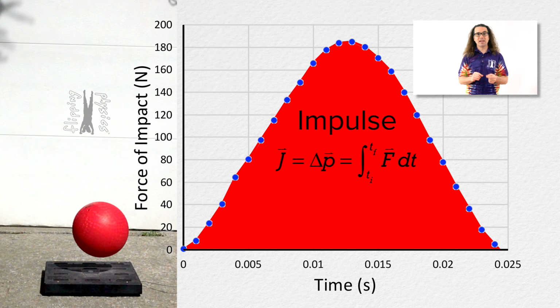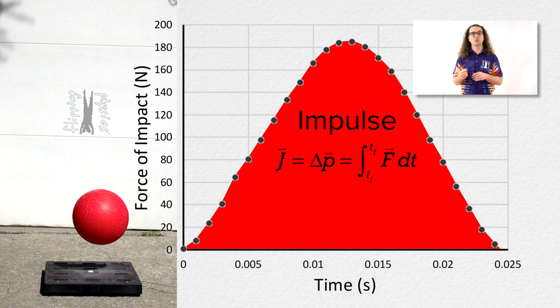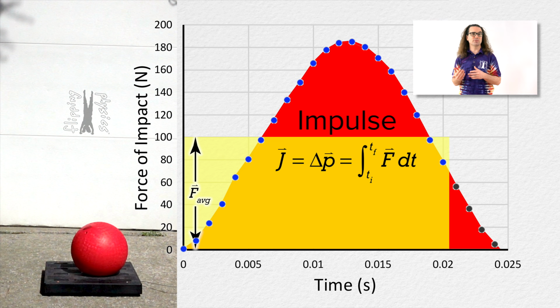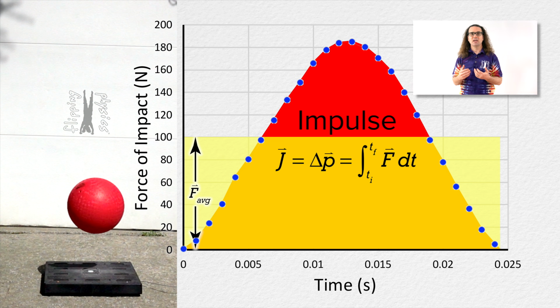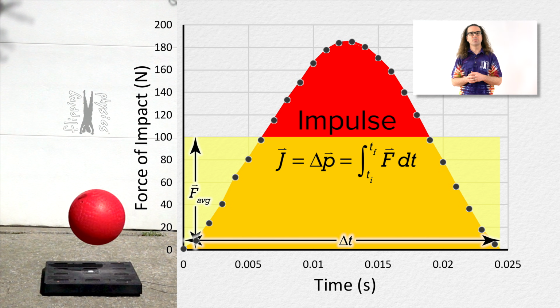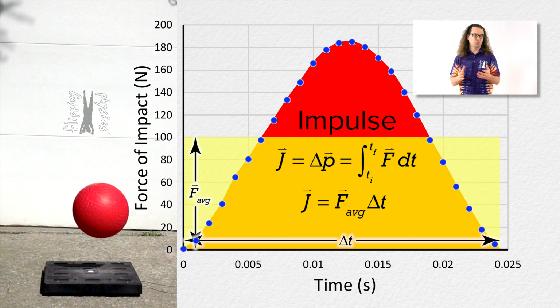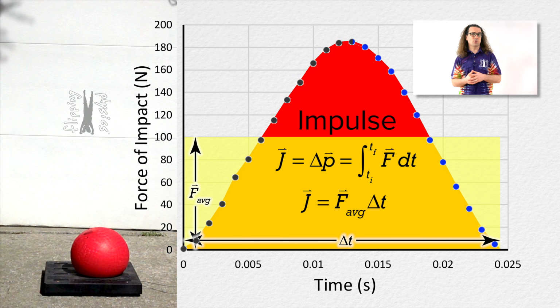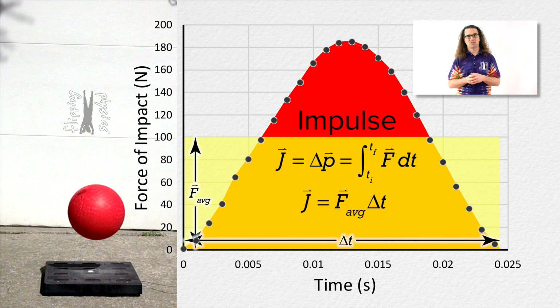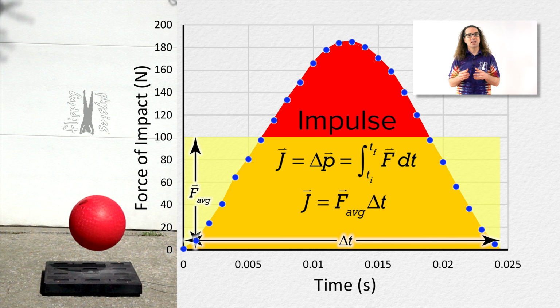Also, remember that the area under the curve can be approximated using a rectangle with a vertical side equal to the average force of impact during the collision, and the horizontal side equal to the change in time during the collision. In other words, impulse also equals average force times change in time. So yeah, there are a lot of equations for impulse. Your job is to keep track of all of them and know when to use which one.